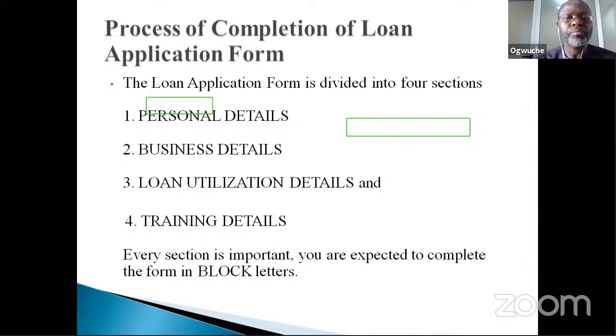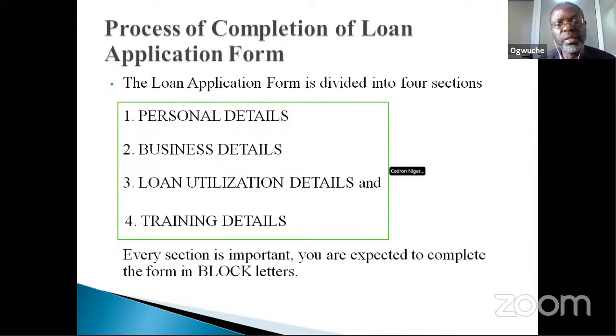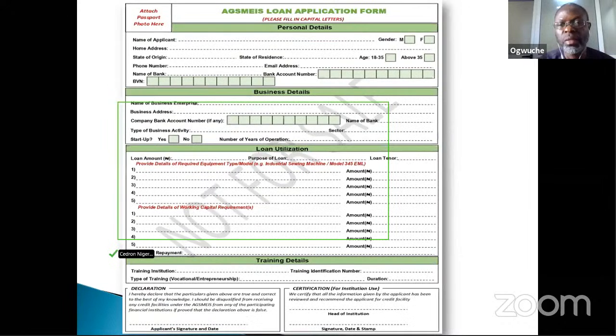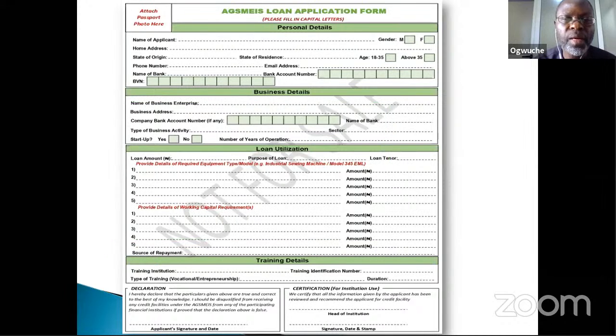Right, the form is divided into 4 sections: the personal detail section, then the business detail section, and then the loan utilization details, and then the training details. Every section of this form is important, and you are expected to complete the forms in capital letters. So let's go ahead and look at the form now. All right, so this is it on our screen. This is in its full color code, but many of the ones that you might be receiving might be in black and white, but they are all the same, okay?